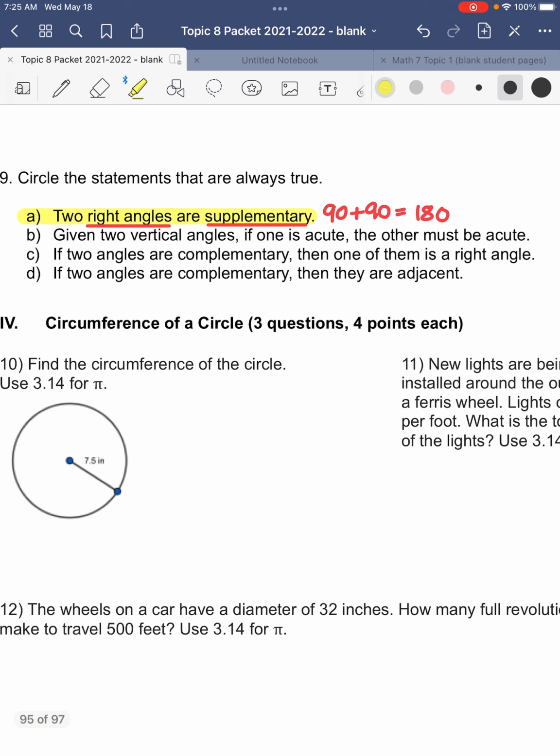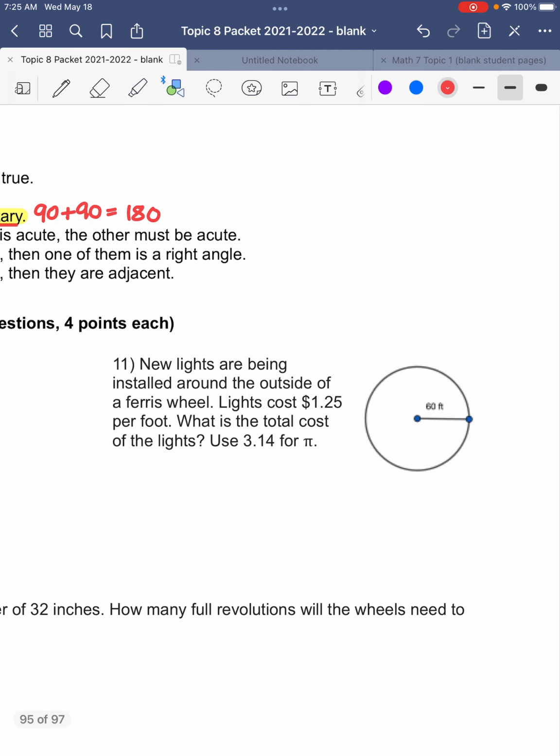Okay. Now B. Given 2 vertical angles, if one is acute, the other must be acute. Okay, so I need to know about vertical angles. Well, vertical angles occur when I have 2 lines that kind of make an X like this.